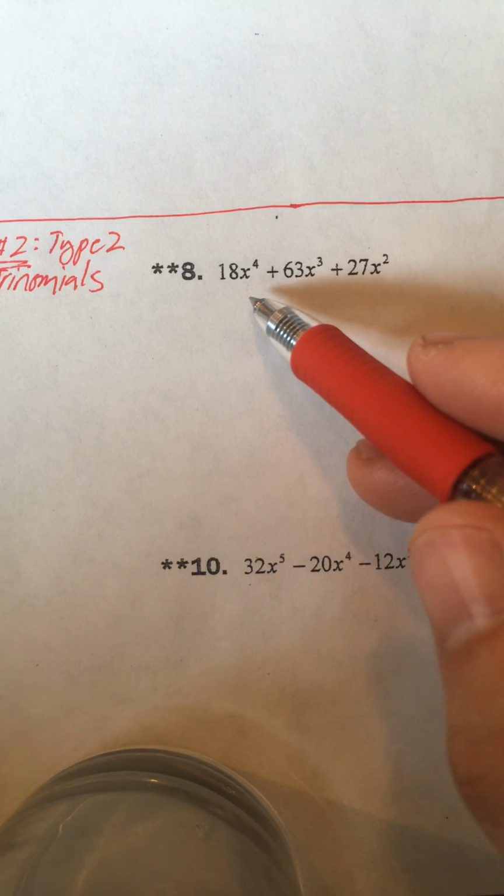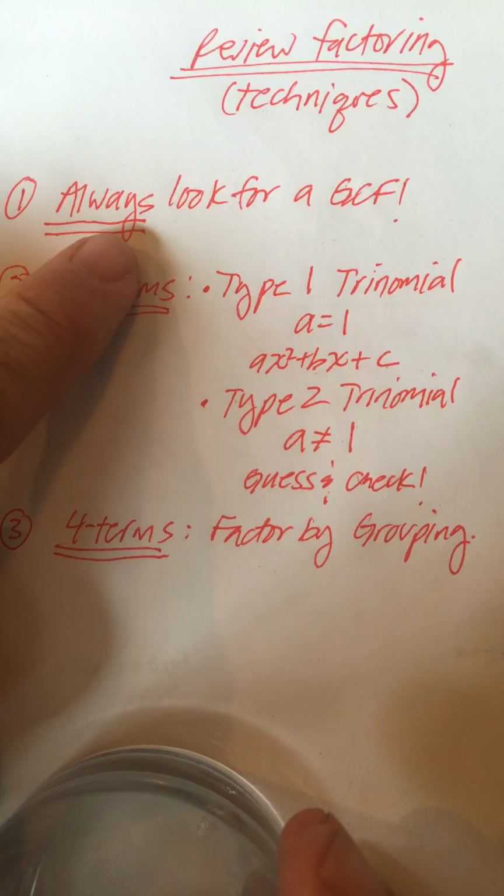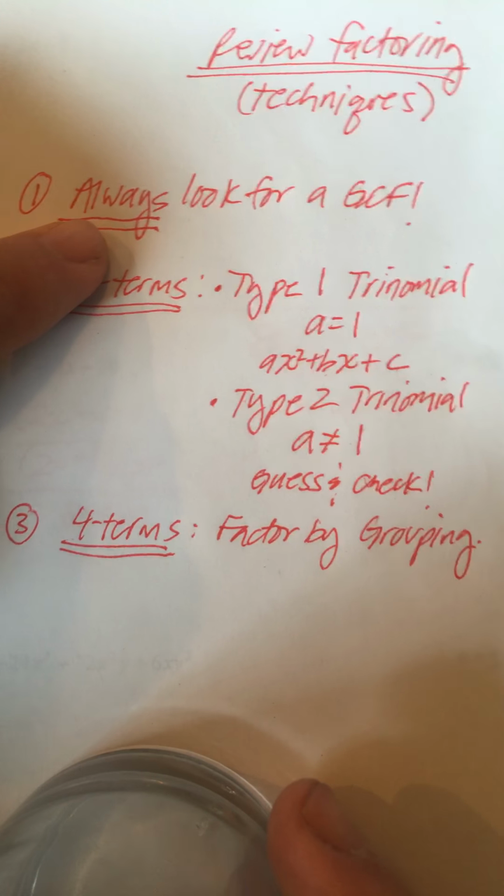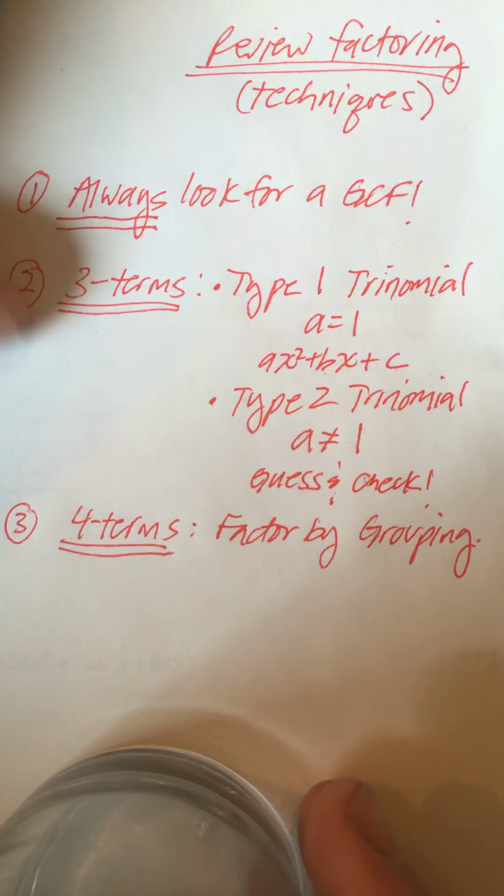And really, going back here, we're saying type 2 trinomials with a GCF. All right, and if we go back to our review of our factoring techniques here, guys, you can see the first thing we always want to look for is a GCF. The directions aren't going to tell you. You're going to have to be mindful of that.